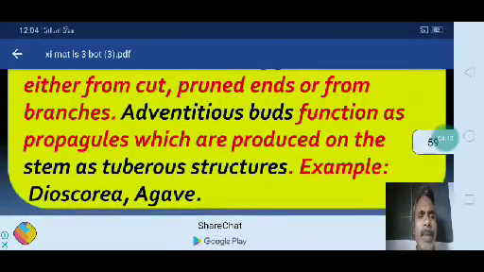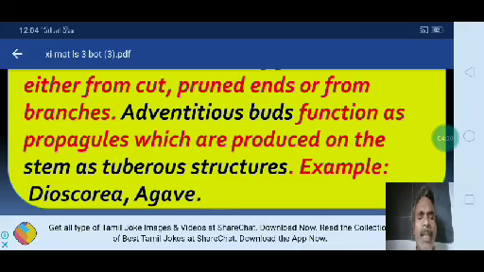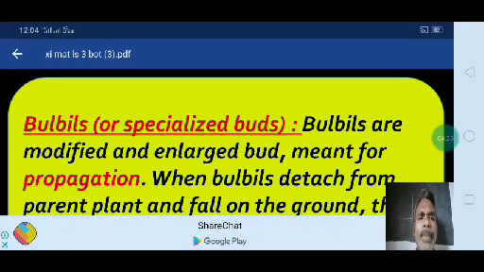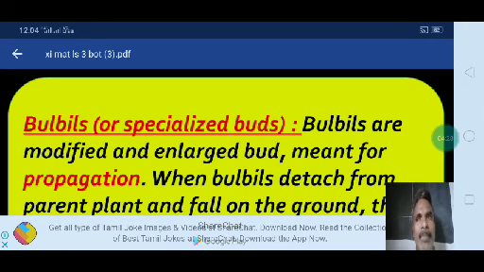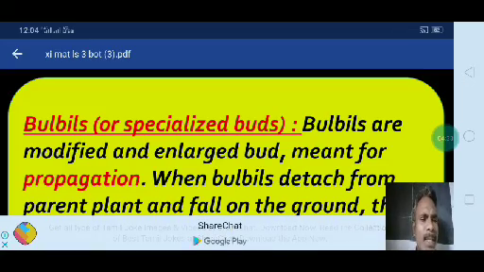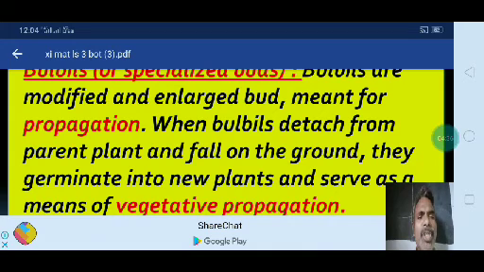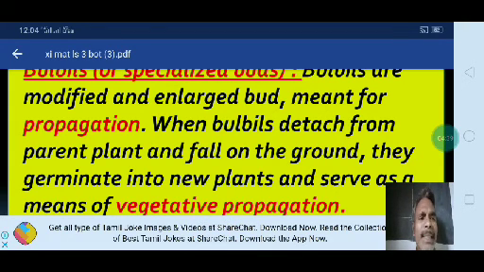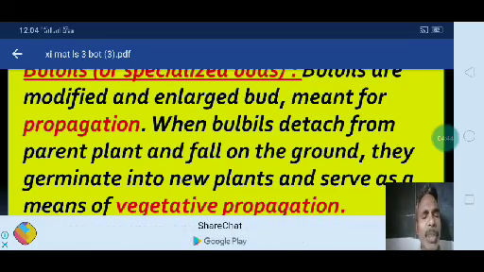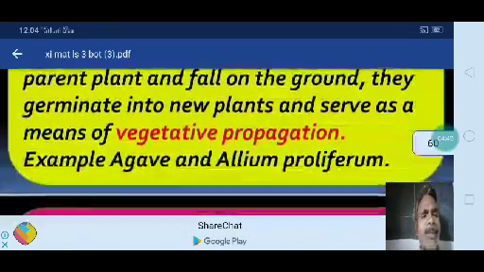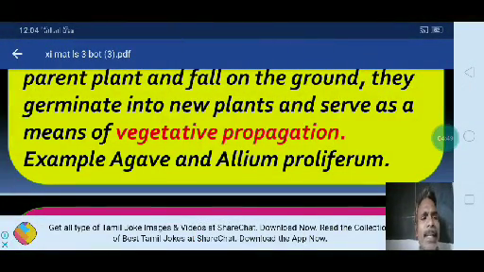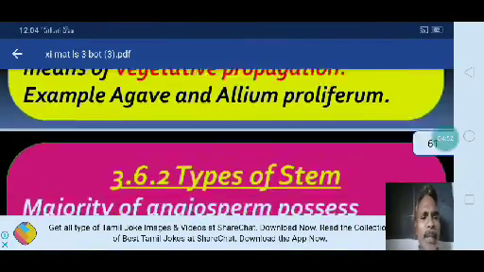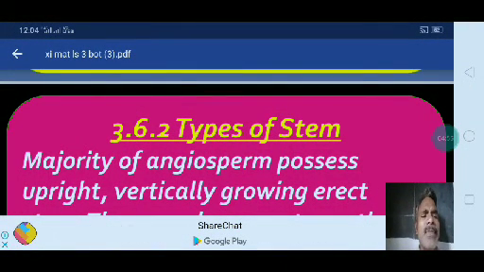Adventitious buds function as propagules, produced on the stem as tuberous structures. Examples are Dioscorea and agave. Then bulbils. Bulbils are specialized buds, modified and enlarged buds meant for propagation. When bulbils detach from the parent plant and fall to the ground, they germinate into new plants and serve as a means of vegetative propagation. These are called bulbils. Examples are agave and Allium proliferum. Okay, the next one is types of stem.